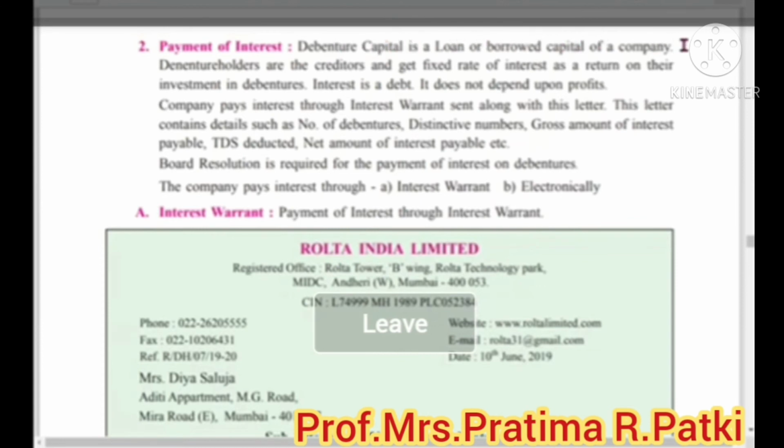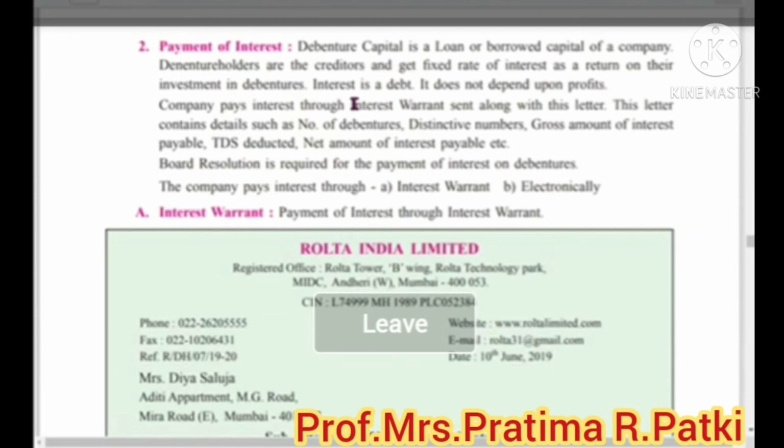Again, this term has come, so underline it. Debenture holders are the creditors, and they get a fixed rate of interest as a return on their investment in debentures. Interest is a debt. See, again, you underline this. These are all things which are asked in the objectives part. So please remember all these simple sentences, but they hold marks, so they are very important. It does not depend upon profits.